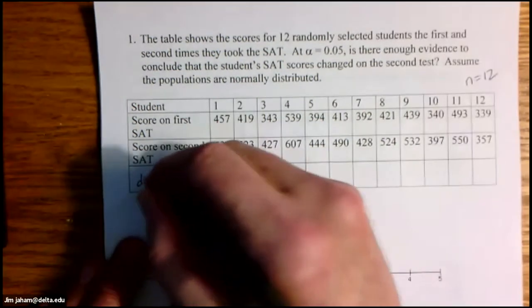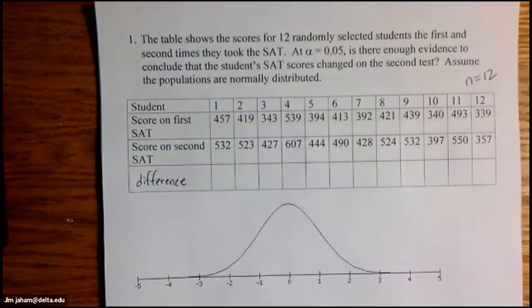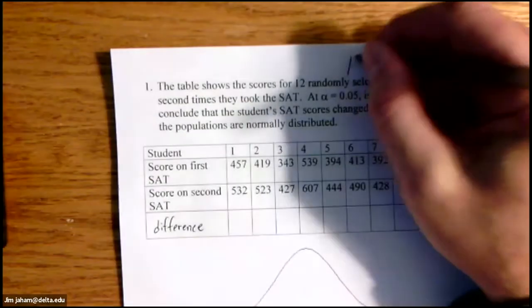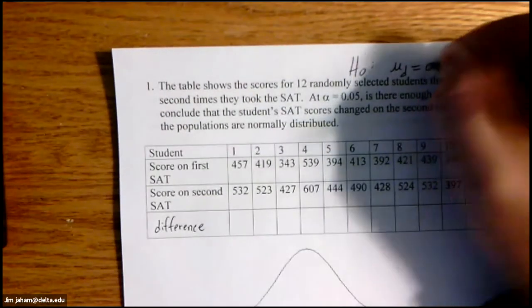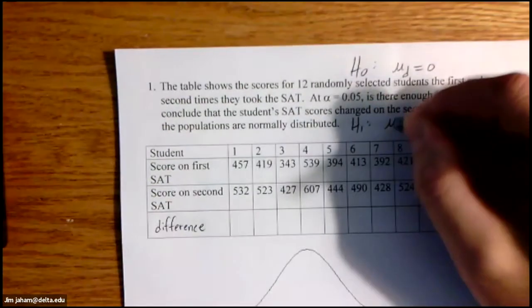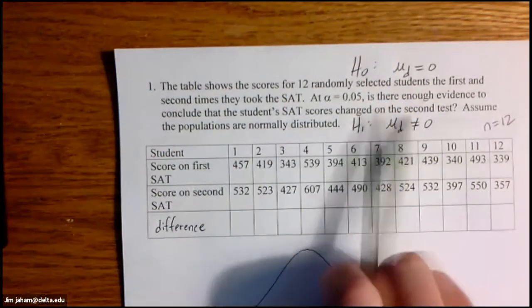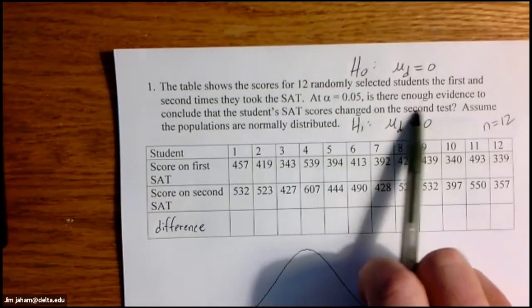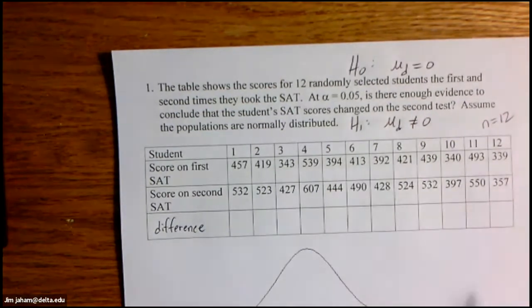All right, so what we're going to do here is take the difference and do a t-test on the differences. The null hypothesis for this test is that the mean of the differences is 0. And the alternative is that the mean of the differences is not 0, in this case, because it just said change. It didn't indicate that they were higher or lower, just said that the claim was that they changed.